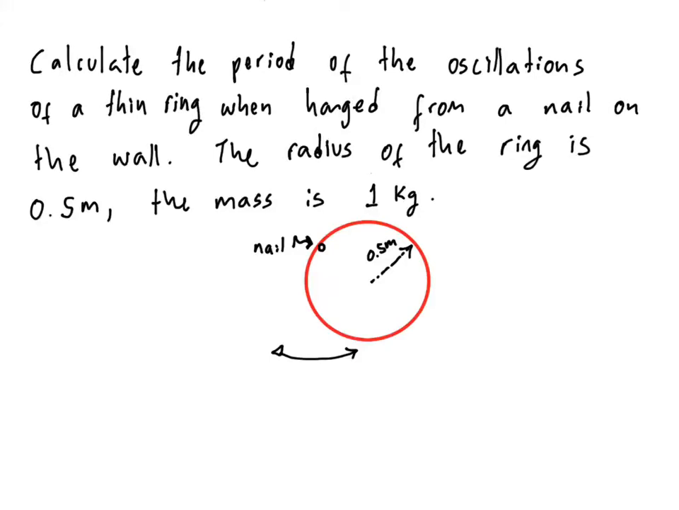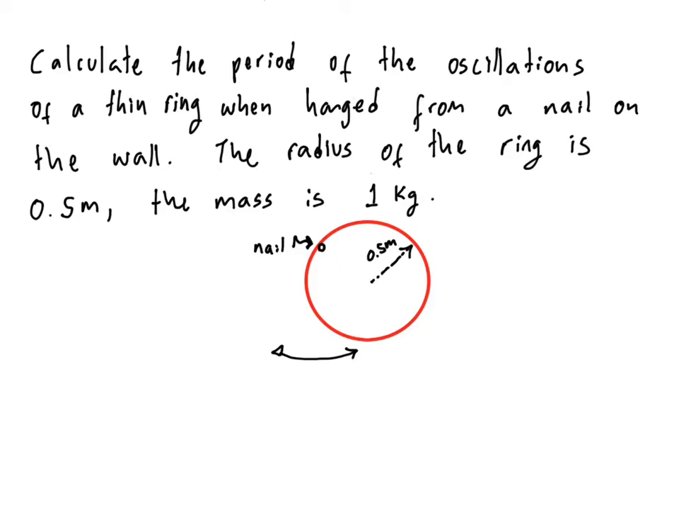One more review video for you. So here we have a problem where you're asked to calculate the period of the oscillations of a thin ring when hung from a nail on the wall. The radius of the ring is 0.5 meters. The mass of the ring is 1 kilogram.